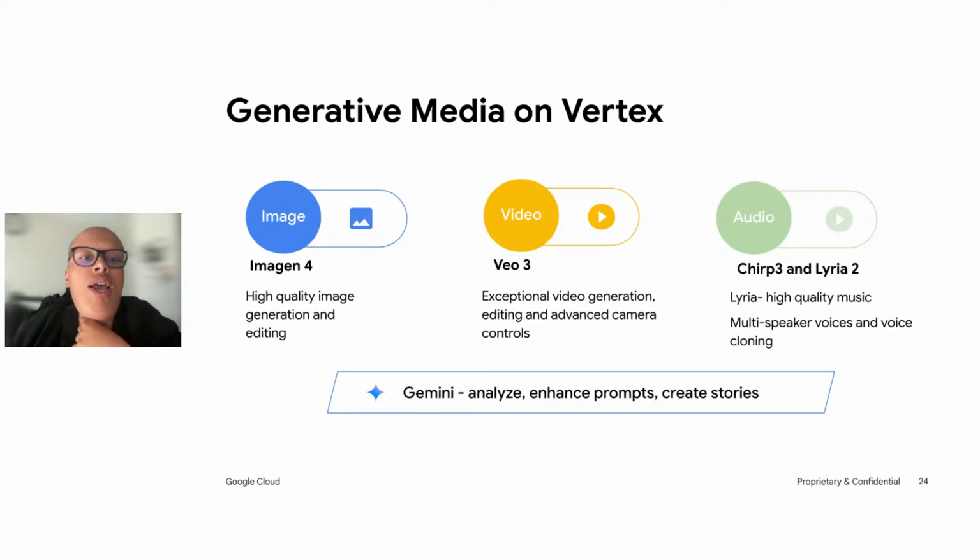There will also be video extension, advanced camera controls, etc. And then Chirp and Lyria 2 cover our audio modality. So Lyria is for high quality music, and Chirp is for voices and voice cloning.